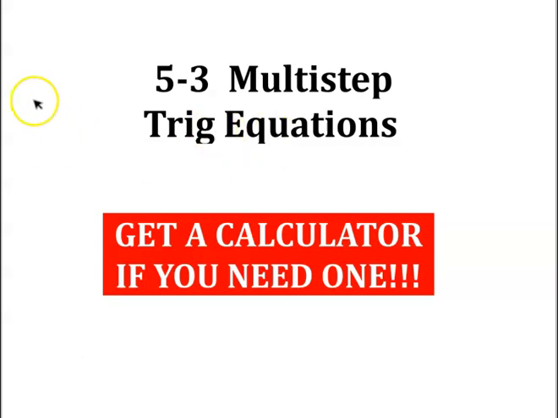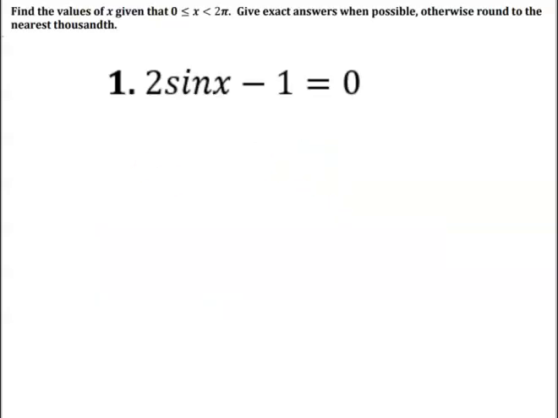Okay, we're going to look at multi-step trig equations today. Some of these problems require a calculator. Okay, so this one says, find the values of x given that x is between 0 and 2 pi. We want to give exact answers when possible, otherwise round to the nearest thousandth.